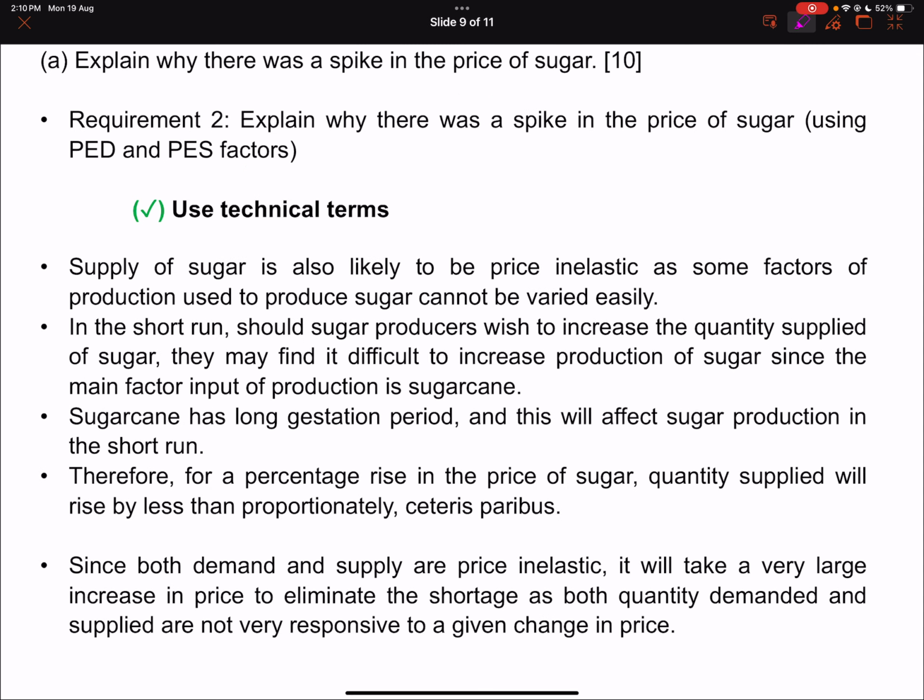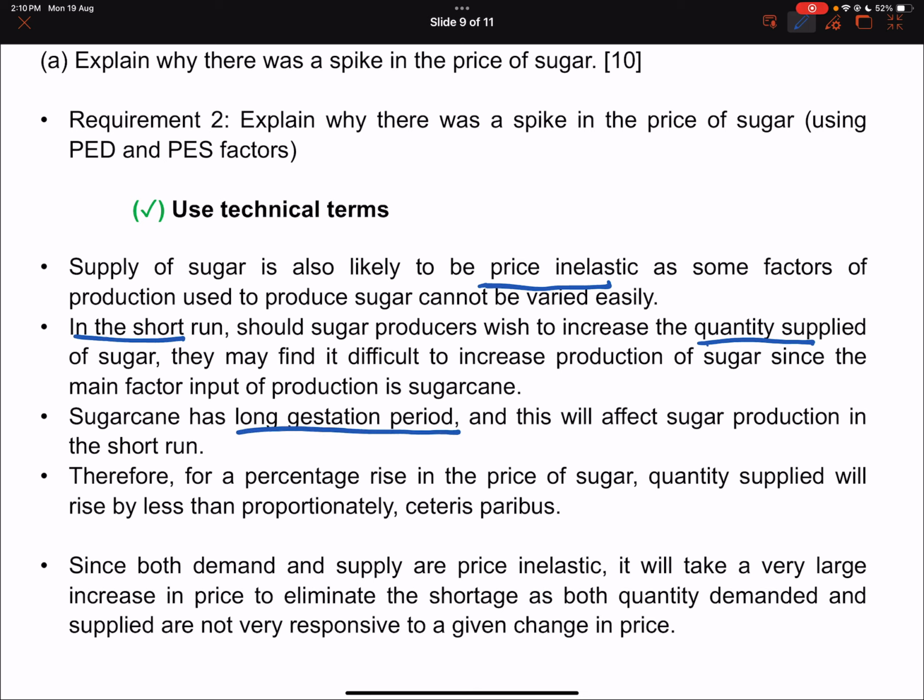Okay, then we're going to do the same for supply basically. So supply is also likely to be price inelastic. The reason why is because in the short run, it's very difficult for producers to increase quantity supplied of sugar because of this thing called long gestation period.